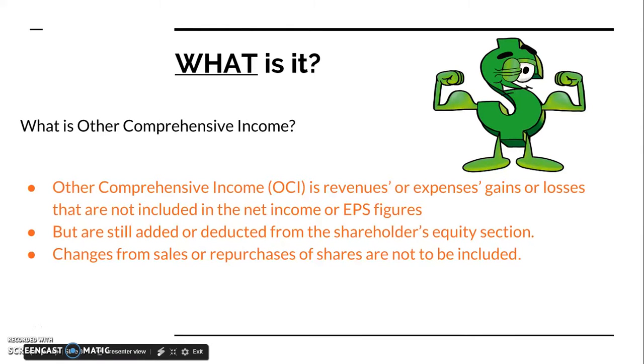What is it? Other comprehensive income, or OCI for short, is revenues and expenses changes such as gains or losses over a period of time that is not permitted to be included in the net income. However, the values are still added or deducted to the shareholders' equity section and is sometimes listed right after net income. Amounts from sales or repurchase of shares are not included in other comprehensive income.